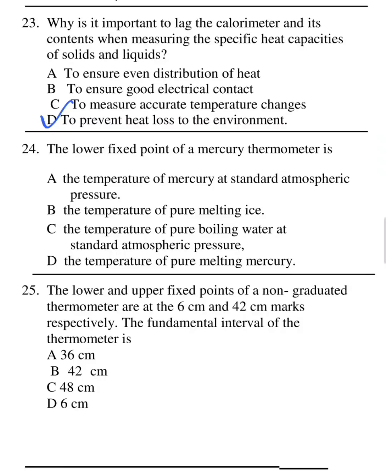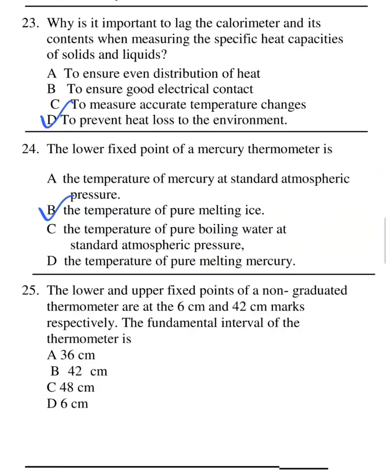In number 24, the lower fixed point of a mercury thermometer is B, the temperature of pure melting ice. Yes, it is usually the temperature of pure melting ice, while the upper fixed point is the temperature of pure boiling water. In number 25, the lower and upper fixed points of a non-graduated thermometer are the 6 centimeter and the 42 centimeter marks respectively.